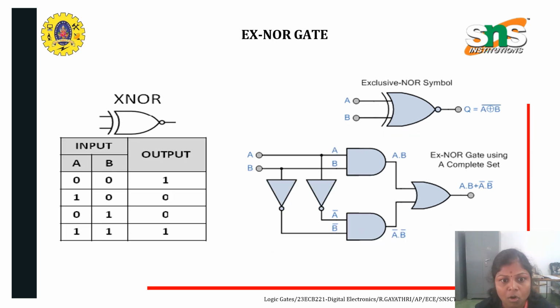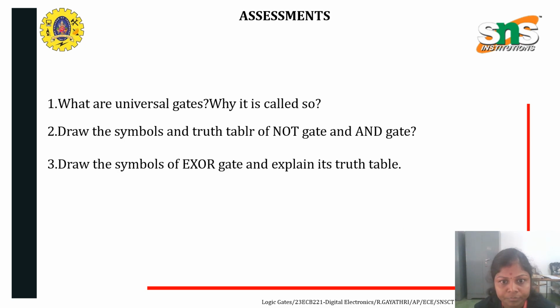Then coming to the XNOR operation, when the input is 0 0, the output will be 1. When the input is 1 0, the output will be 0. When the input is 0 1, the output will be 0. When the input is 1 1, the output will be 1.